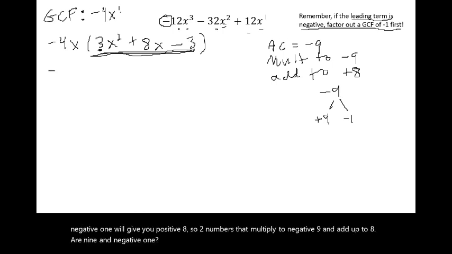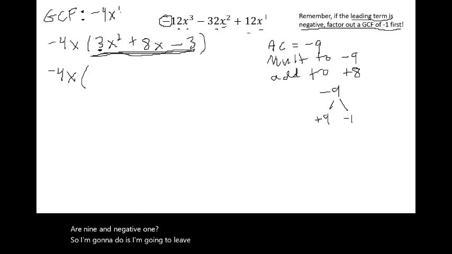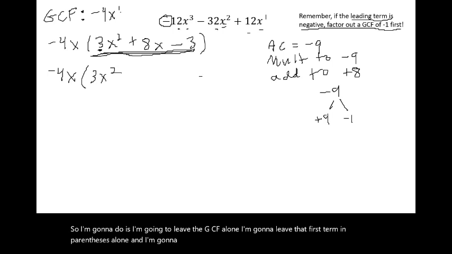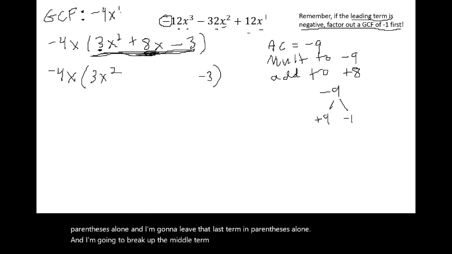So what I'm going to do is leave the GCF alone. I'm going to leave that first term in parentheses alone, and I'm going to leave that last term in parentheses alone. And I'm going to break up the middle term, the 8x, into the sum of 9x minus 1x.